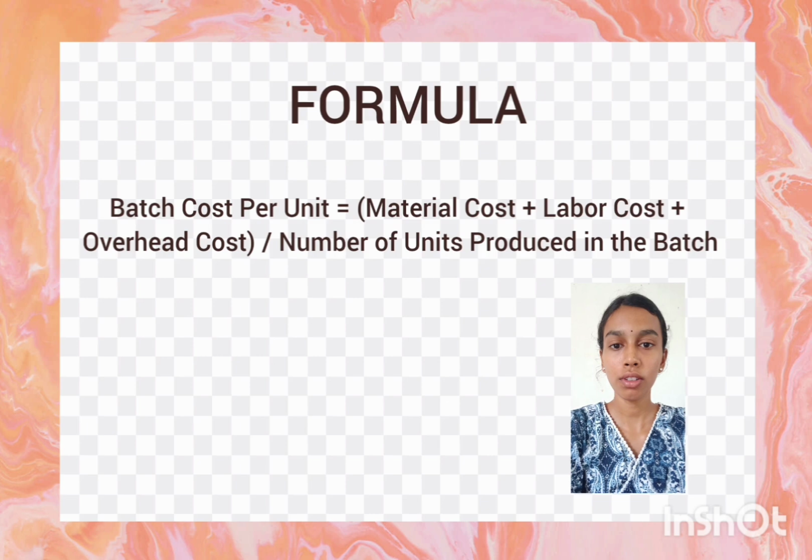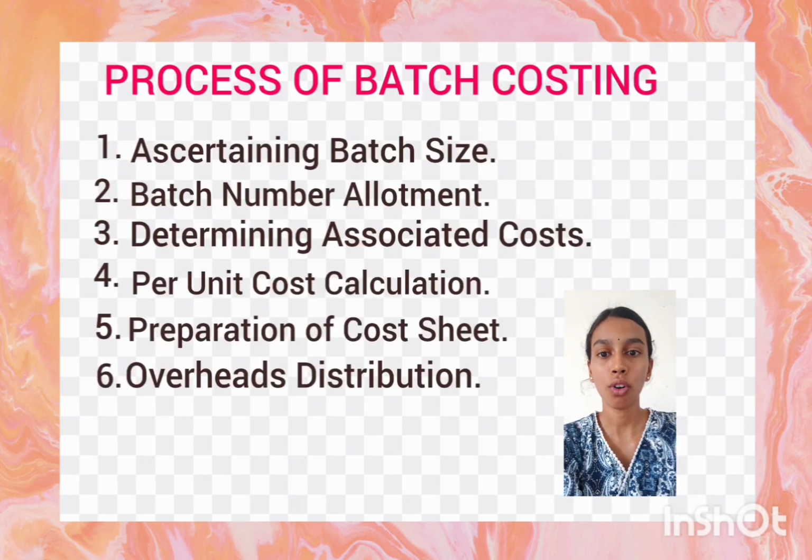Formula: batch cost per unit equals material cost plus labor cost plus overheads cost, divided by the number of units produced in the batch.